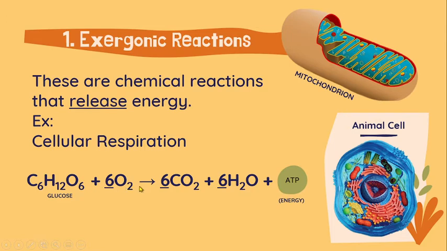So the process will give us the following products. We have 6 molecules of carbon dioxide, CO2, plus 6 H2O, water. And we have our energy here. This is the released energy that's in the form of ATP. ATP means adenosine triphosphate. So we can see that in this process, there is a release of energy. So this is an example of an exergonic reaction.